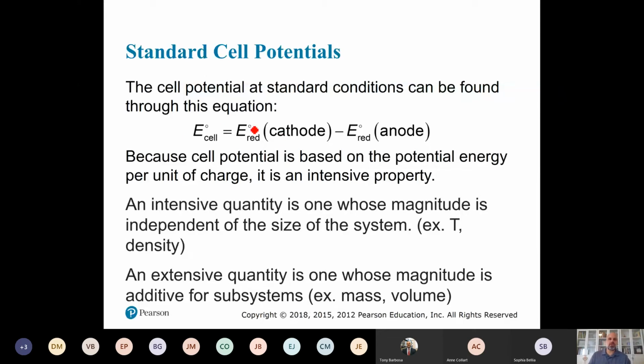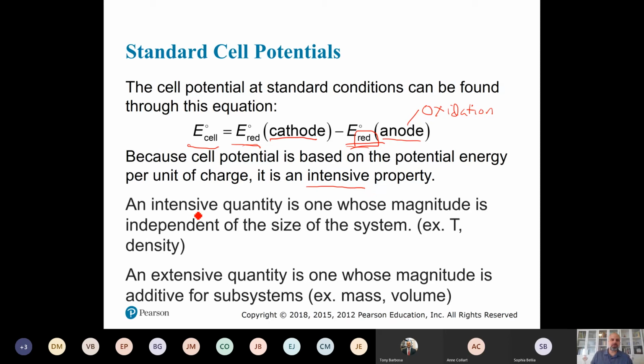What we can do is calculate the standard reduction potential of a particular cell by looking at the reduction that's occurring at the cathode and subtracting from that the energy of the reduction that's occurring at the anode. Obviously, at the anode, this is an oxidation, right? But the number that we're using for the cell is the reduction potential numbers. So in order to calculate the energy of the cell, we're just taking the reduction potential of the cathode and subtracting the reduction potential of the anode. Because cell potential is based on the potential energy per unit of charge, it's an intensive property.